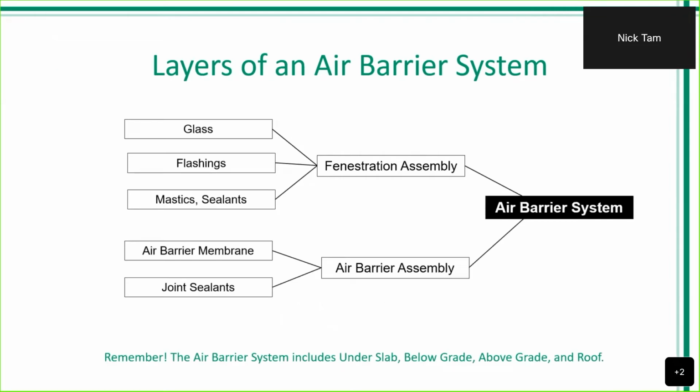For the layers in an air barrier system, as I mentioned earlier, an air barrier membrane is an important part, but it is just a part of the actual air barrier assembly, as well as the air barrier system. With an air barrier membrane, we also have our joint sealants that we use for, say, sheeting joints and expansion joints that will make up our air barrier assembly. But they do have to work in conjunction with our fenestration systems as well. So this will include the glass of the window, flashings that are there to treat the rough openings, and your mastics and sealants that are going to help seal any joints that meet the window assembly to the actual wall. When these all work together, this in turn is going to make the actual air barrier system.